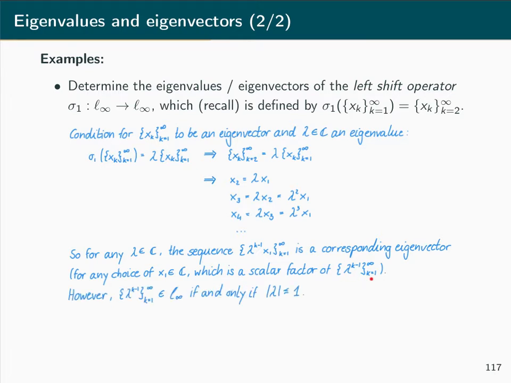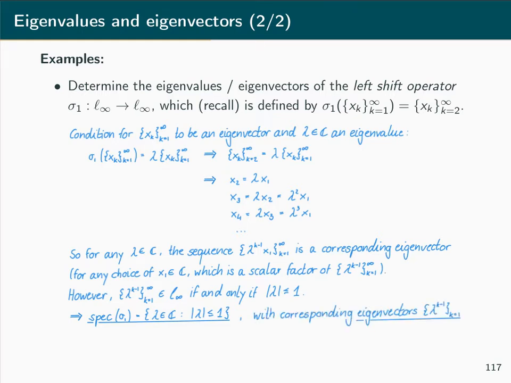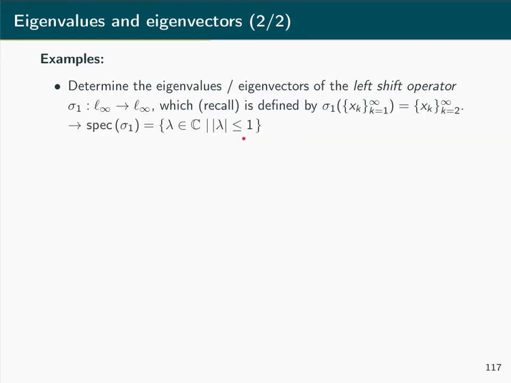However, this eigenvector, or any scalar multiple of it, is only in L infinity, so it's only absolutely bounded if and only if the value of lambda is in absolute value less than or equal to 1. Therefore, we can conclude that the spectrum of the left shift operator is equal to the unit disk in the complex plane. And the corresponding eigenvector for each lambda in the spectrum of sigma 1 is given by this sequence. So we have this result stated here.